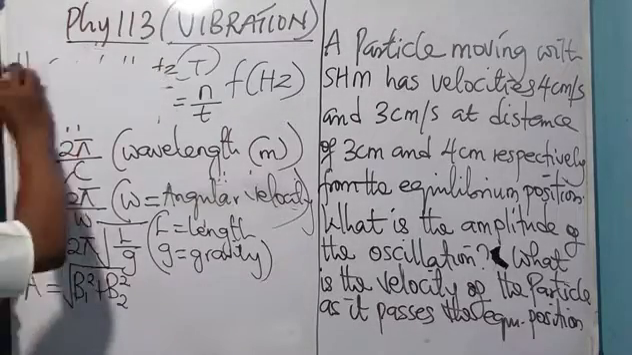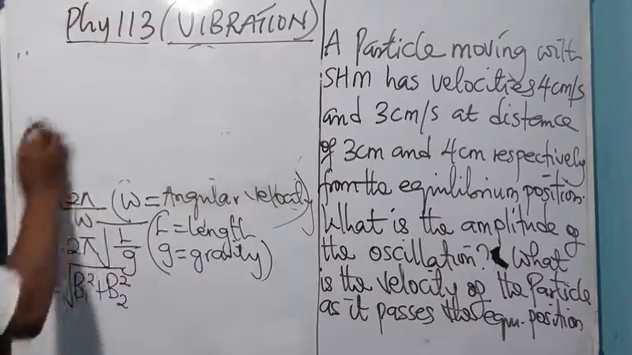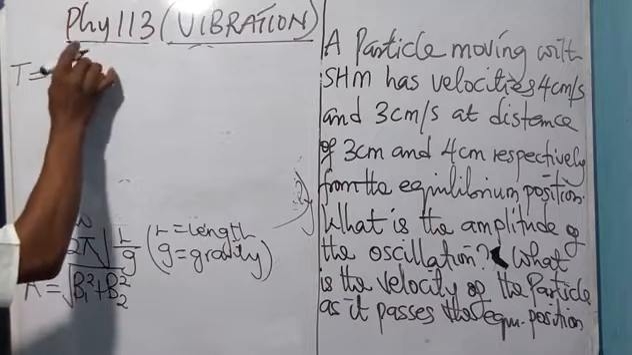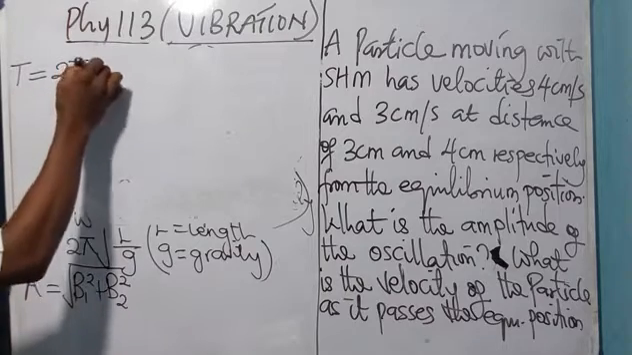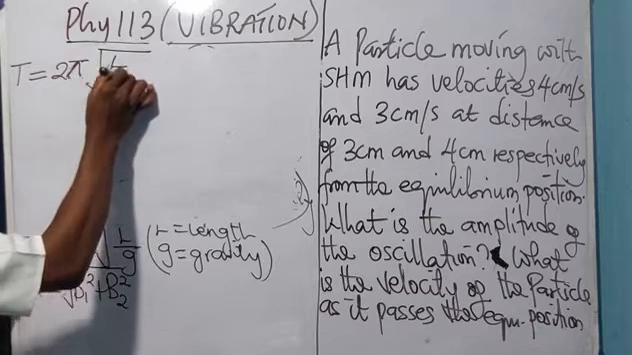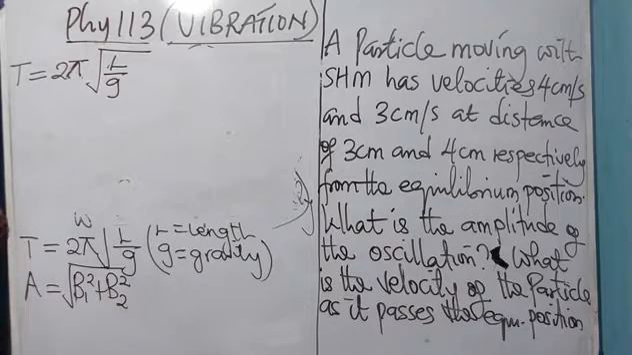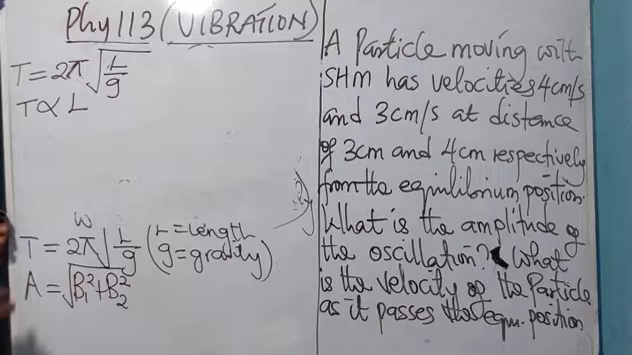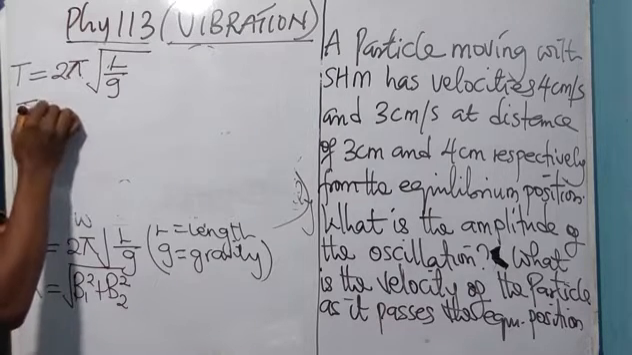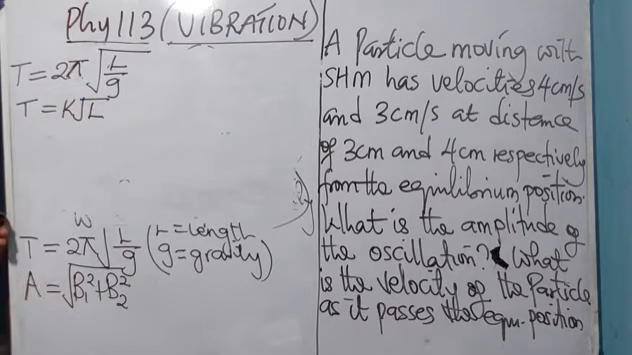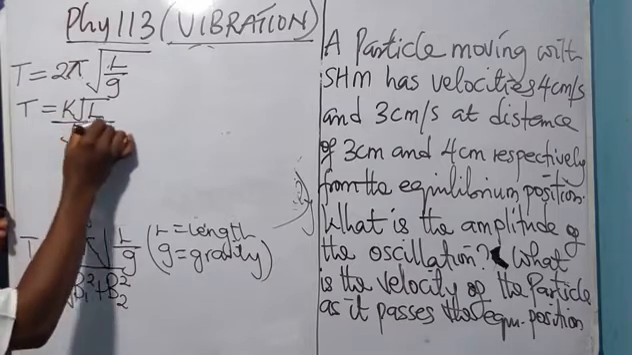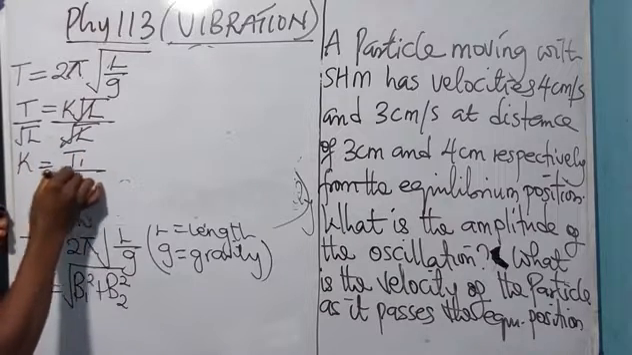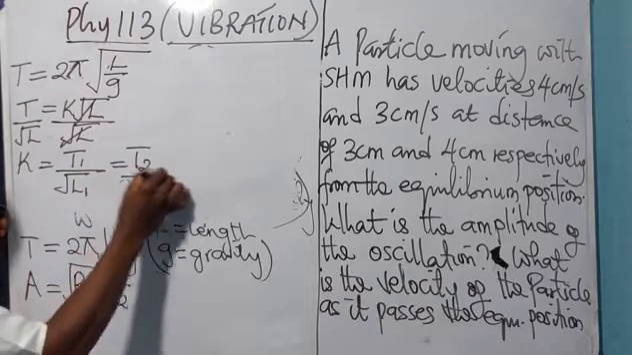Now, I wrote out something. Look at what I did here. I gave us that T, that is period, is equal to 2 pi times the square root of L over G. From this equation, we can see that T is directly proportional to the square root of L. If I eliminate this sign, and bring in a constant K, which is root L, and divide both sides by the square root of L, I'll be having K equals T1 over root L1 equals T2 over root L2.